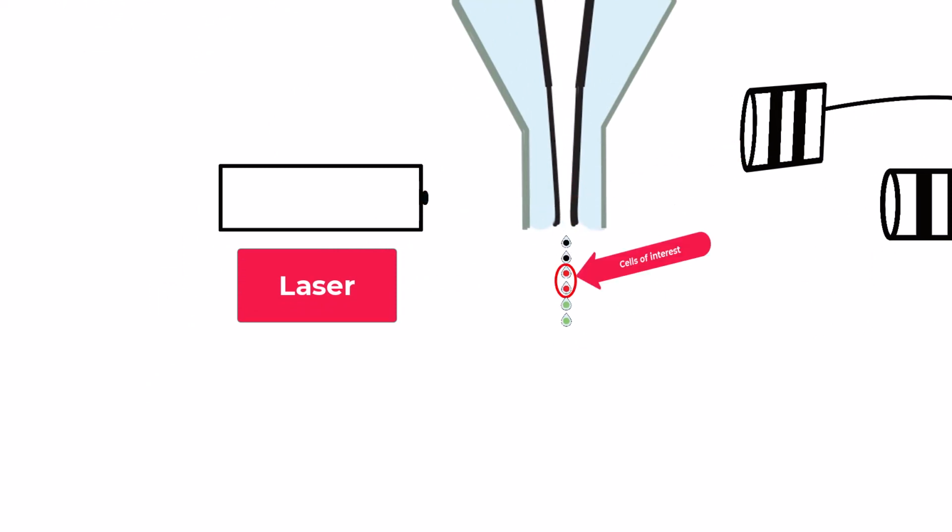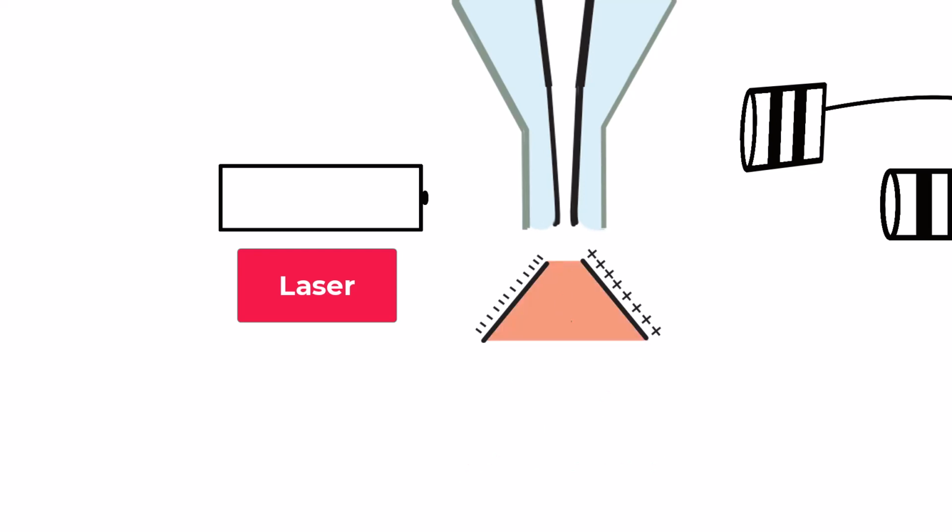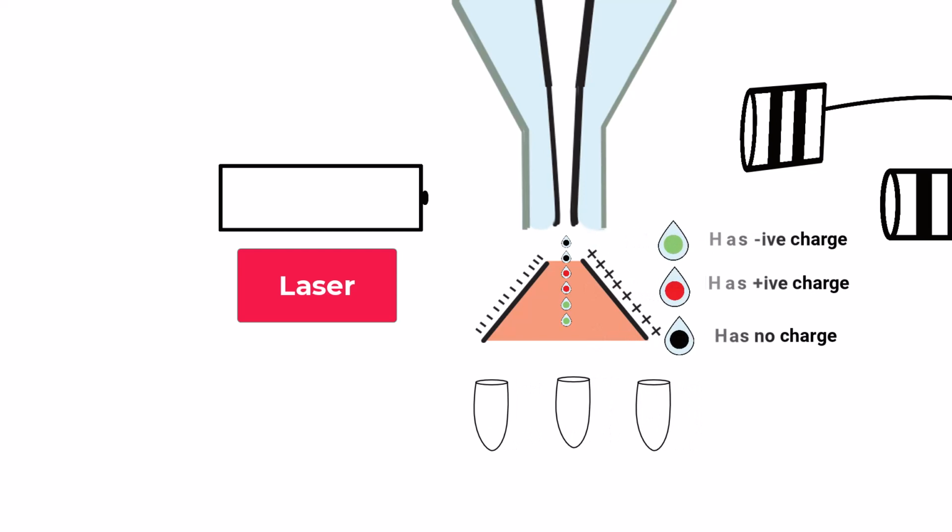To separate the cells, an electric field is applied by placing two plates around the droplets. These plates are electrically charged and are called deflection plates. The deflection plates apply an electric field. When the droplets move through these plates, they experience the electric field. So they get deflected towards oppositely charged plates and drop into different tubes. This way, the cells are finally separated and collected into different tubes.